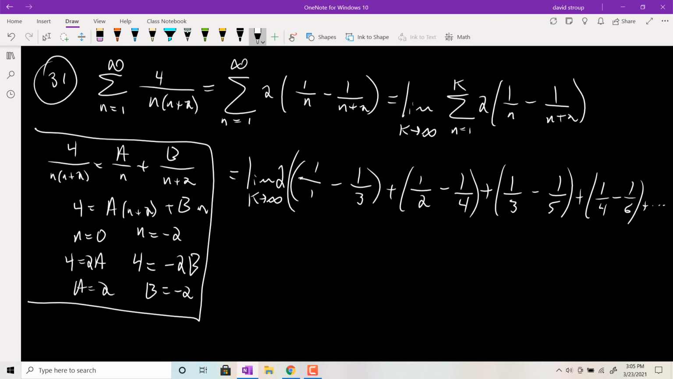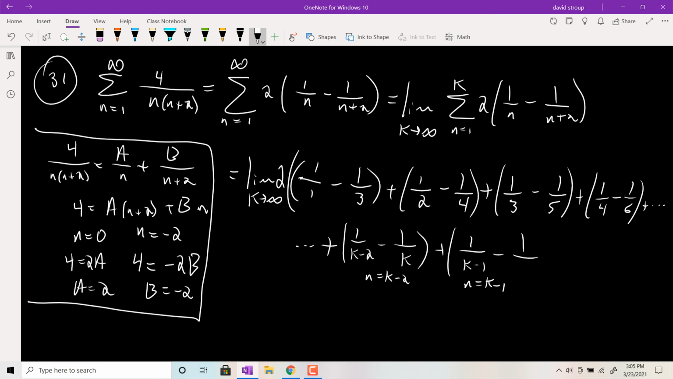And of course, that goes on and on forever until you get to the last 3 terms. So I'll do k minus 2. So n equals k minus 2 here. That will be 1 all over k minus 2 minus 1 all over k minus 2 plus 2, which is just k, plus 1 all over, and so n equals k minus 1 now. So I have k minus 1 minus 1 all over k minus 1 plus 2 is k plus 1, and then plus 1 all over, where n equals k this time, k minus 1 all over k plus 2.